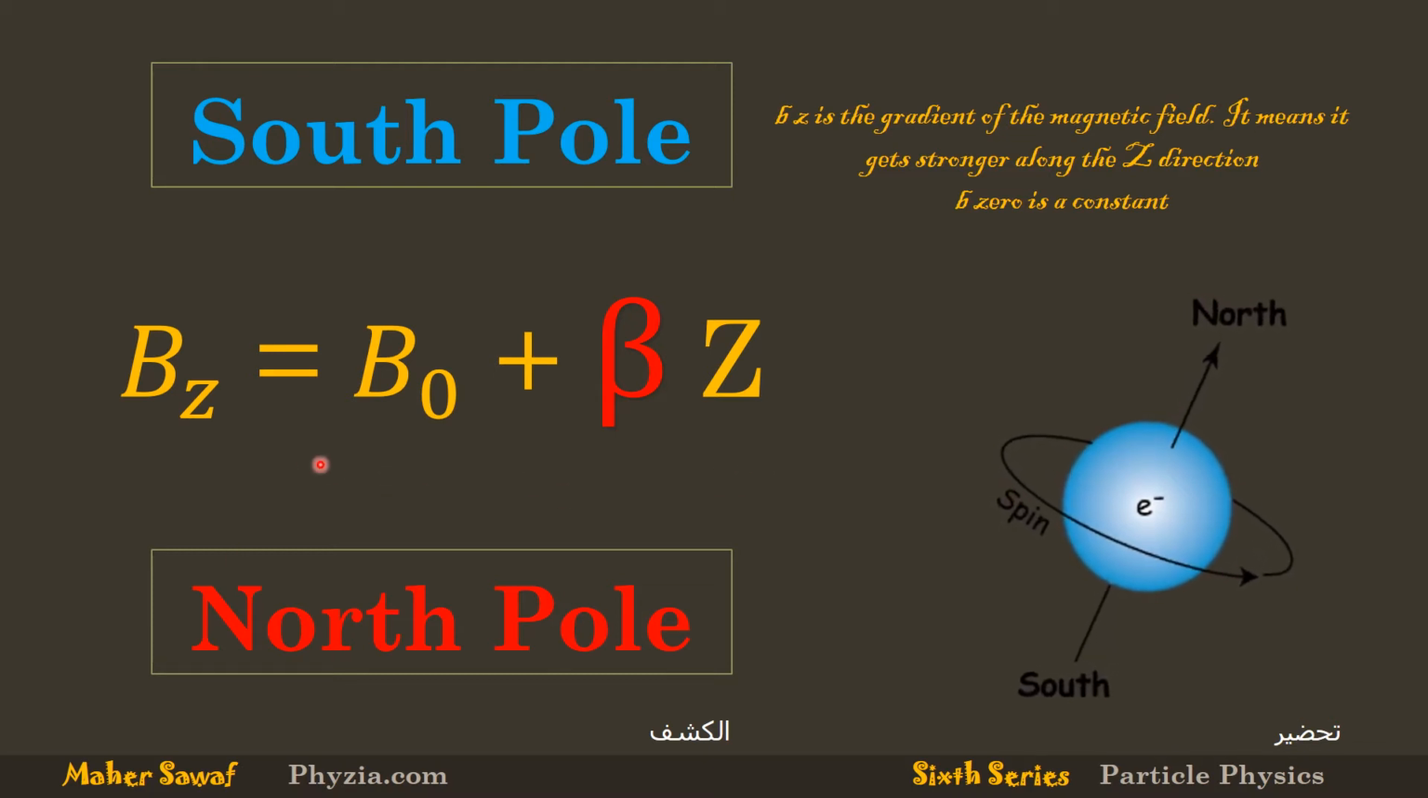Now, the strength of the magnetic field in the second stage along the z-axis, we can call it B of z. And it's equal to B0, where B0 is a constant, plus beta of z. Beta of z is the gradient of the magnetic field along the z-axis, which means the strength of the magnetic field gets stronger as we approach the direction z.